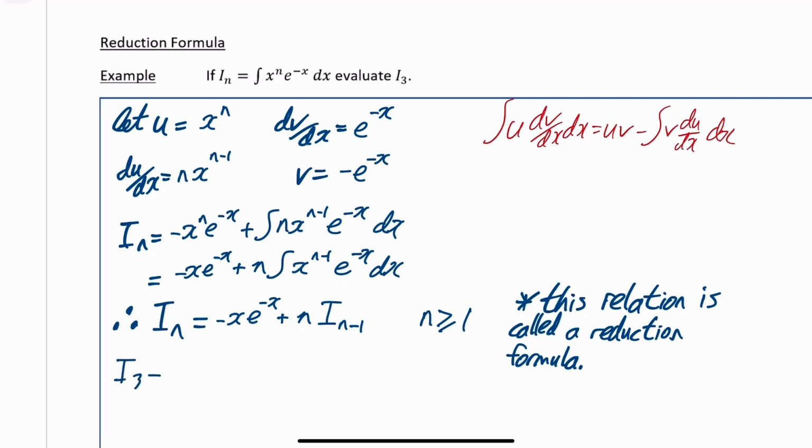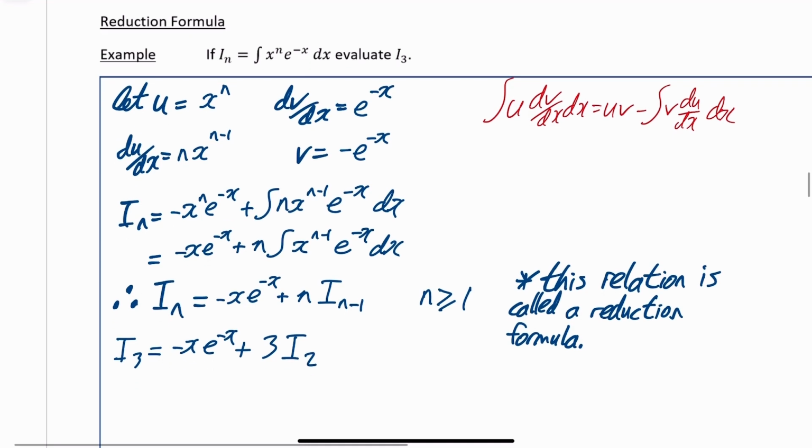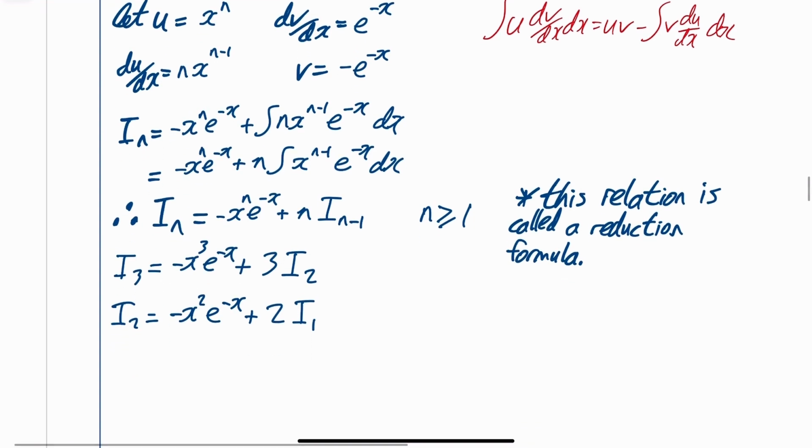So I3 would be equal to, just putting 3 into the formula just above it there, minus x to the 3 e to the minus x plus 3 times I2. Okay, so your I3 is built up with I2, so we'll have to look at I2 then. Sorry, I've missed an n there somewhere. There should be an n here, which means that should be a 3, apologies. So your I2 then is going to be, putting that into the formula, minus x squared e to the minus x, and then plus 2 I1. So your I2 is made up of your I1. Your I1 then would be equal to minus x e to the minus x plus 1 I0.